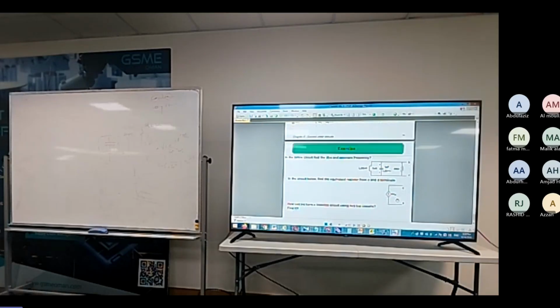Okay, let's go to exercise 15. In this circuit, we are looking to find the resonance frequency and the relationship of the voltage. Would anybody volunteer to help us solve this one?